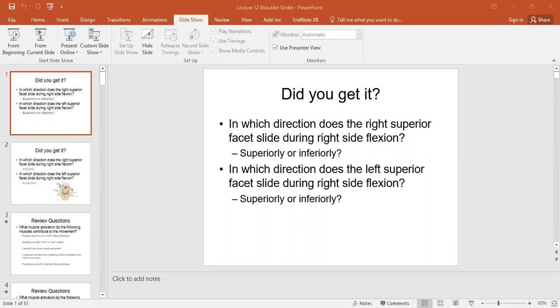The costoclavicular ligament is that ligament right here, the CCL. And that really is an important ligament. It pretty much anchors that end of the clavicle and gives it its origin for those movements. So it's an important ligament. It's stretched pretty much in all directions except for depression. It gets slack in depression.